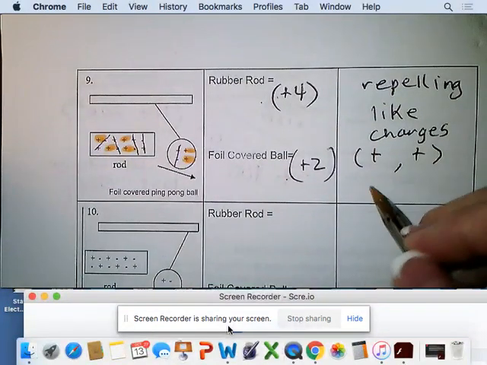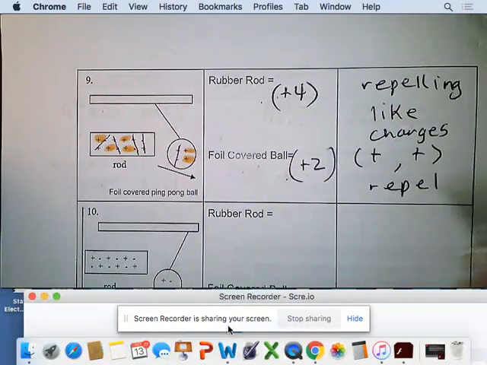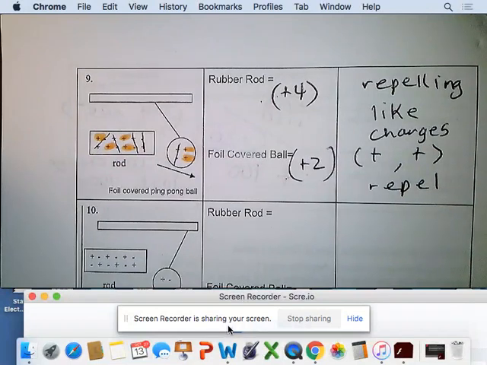Okay, they repel. So girls, we're just finishing up the notes from yesterday if you want to get those out.